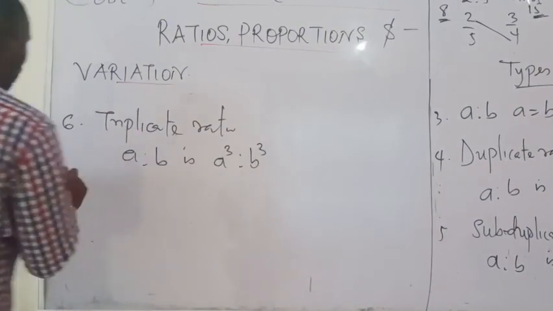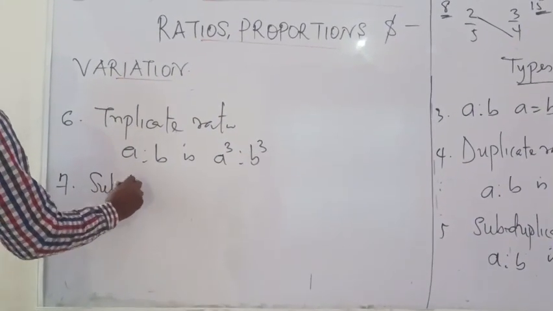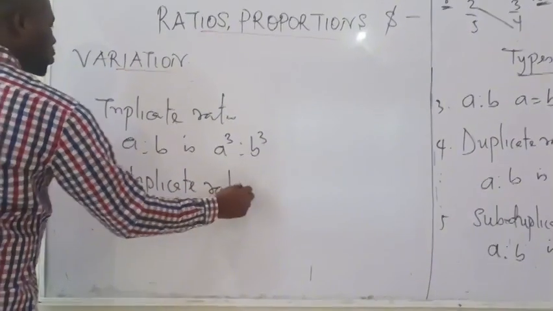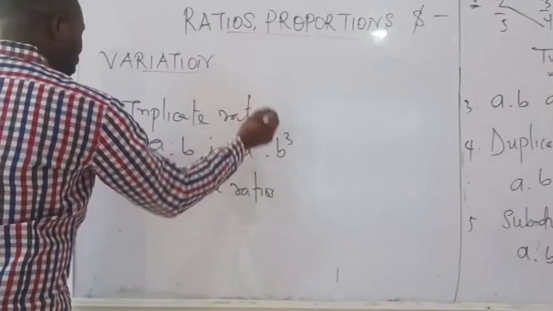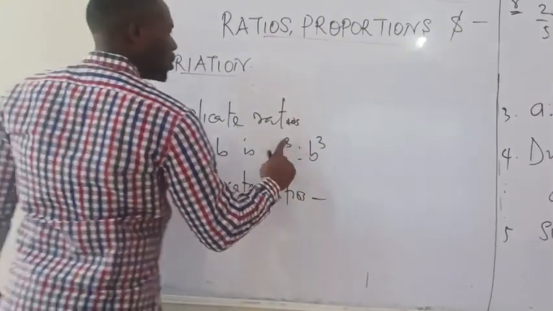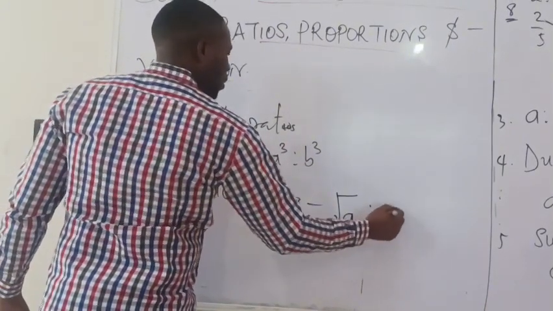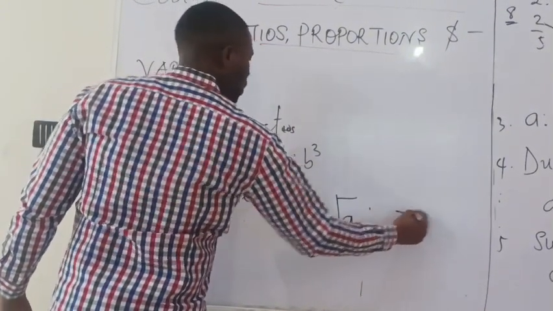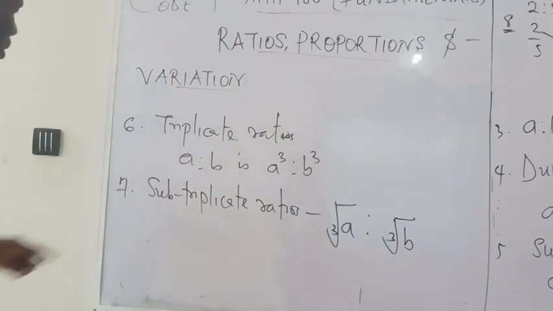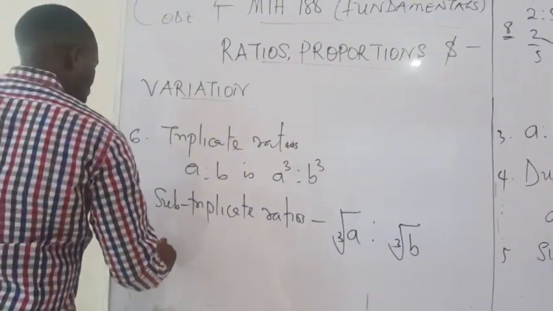And we could have subtriplicate ratios. This implies just taking the cube root of this. So this is the cube root of this, and of course the cube root of this. So this is subtriplicate.